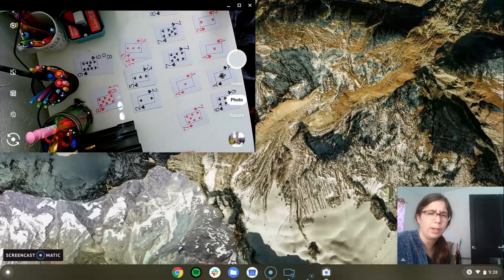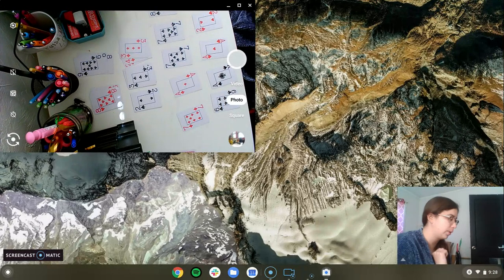Does it matter if they're the same color? No, right? Does it matter if they're the same shape? No, right? We're just looking for the same number. So let's go ahead and do that.